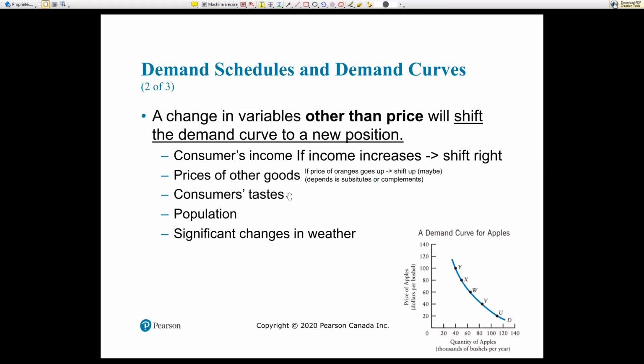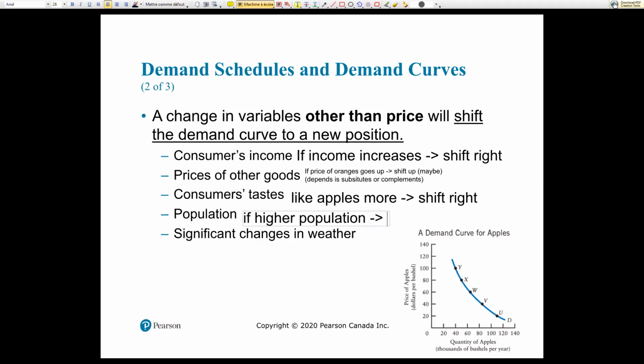All right, consumer's taste. So that's quite obvious. If people decide that they really like apples at some point, then of course they're going to want to buy more of it. Quite robust. Population, if more population, then shift where? Wouldn't this be a change on the curve because the quantity demanded will increase? Yes, so shift right.